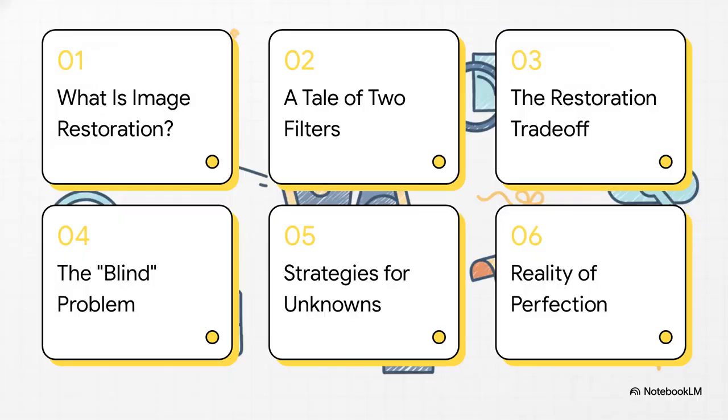So, to crack this case, we've got a roadmap. First, we'll define what image restoration even is. Then, we'll investigate our first suspects in what I like to call a tale of two filters. After that, we'll uncover a really tricky trade-off, and then tackle the ultimate cold case, the blind problem. We'll look at the strategies for dealing with the unknown, and finally, we'll get a little philosophical and talk about the reality of perfection in this line of work.